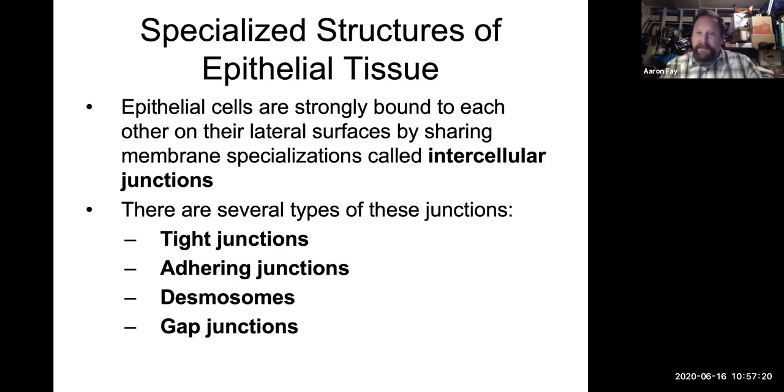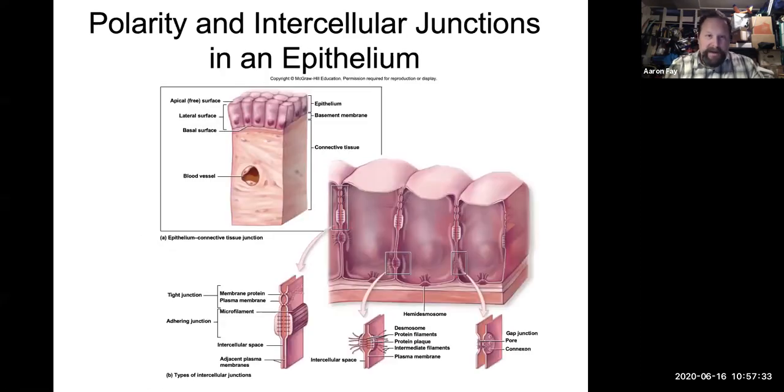Gap junctions. So this is a junction that binds two cells together that actually has a hole in it. It has a gap, and actually material can pass from one cell to the other, and that's very useful for communication.